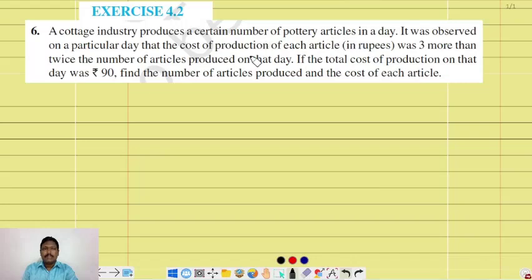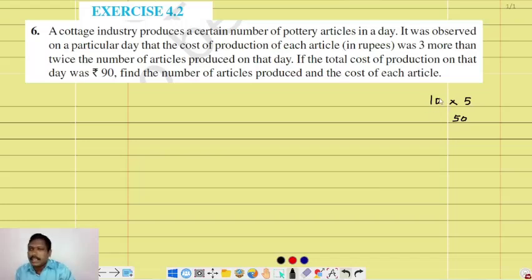It was observed the cost of the production of each article was more than twice the number of articles in a day. Okay, so suppose one cottage industry produces 10 articles and one article is rupees 5. Then the total cost will be 10 into 5 is equal to 50.